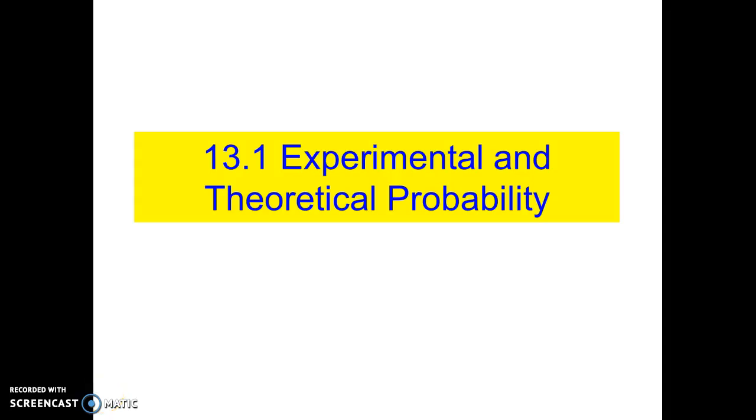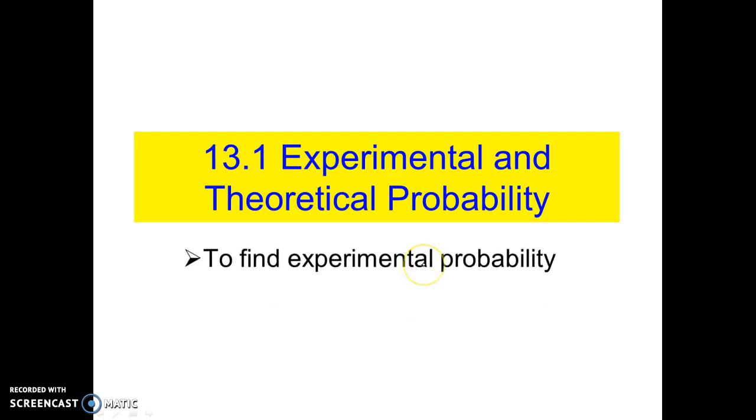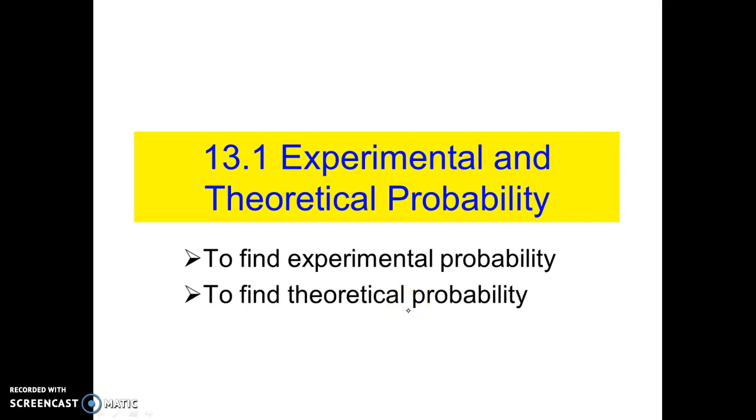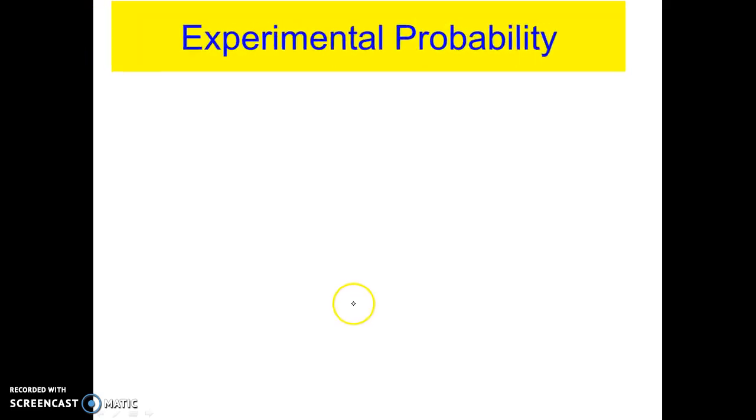Today's lesson is 13.1 Experimental and Theoretical Probability. So we're going to learn two things today. First, we're going to learn what experimental probability is and how to find it. And second, we're going to learn what theoretical probability is and how to find that. We're going to start with experimental probability.